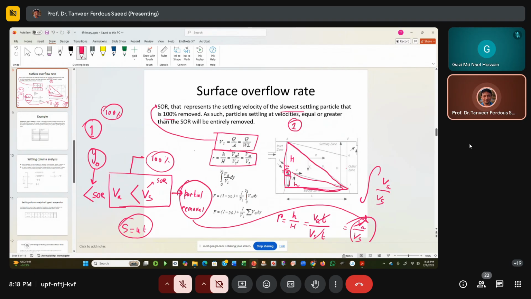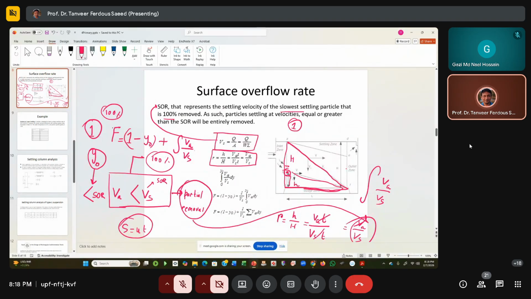If we want to find the removal percentage, let us write it as F. This is the total number of particles, and we assume this proportion will not be removed. So total removal will be 1 minus Y0, that means the 100% removal, and also this proportion will come, Va by Vs, because this is also being removed partially. Some is removed and some is not removed.